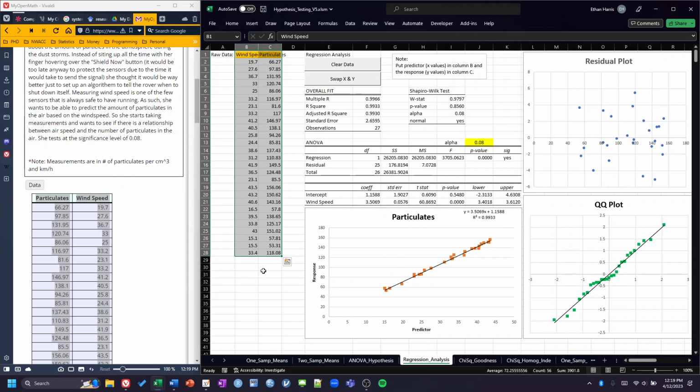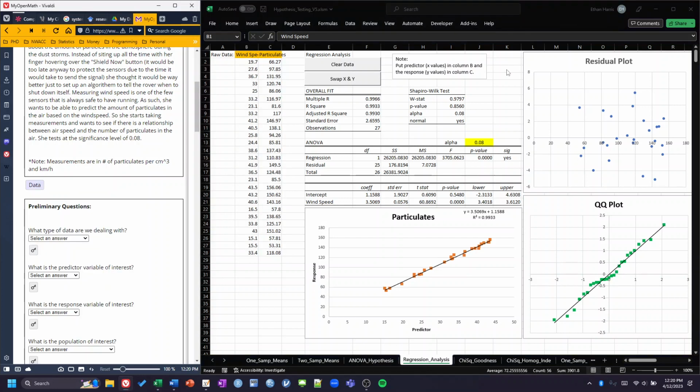So that's all that you have to do. If you wind up having them in the wrong column, you just switch them. Make sure that our x-axis, which is our predictor, is in column B, and the response is in column C. Okay, now that we have our data in, we can take a look at our residual plots and our QQ plots, and we can go through this.